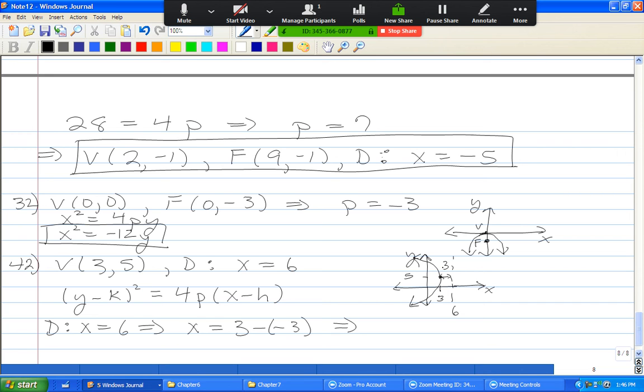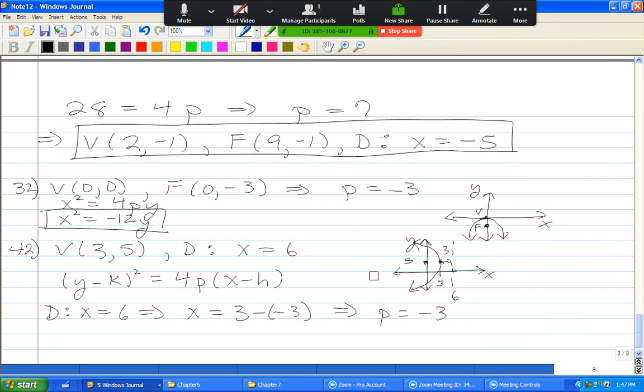But notice that to go to the vertex, you're going in a negative 3 direction. So this has got to be a negative 3. So p has got to equal negative 3, because instead of going from the vertex to the focus in a positive direction, you're going in a negative direction.